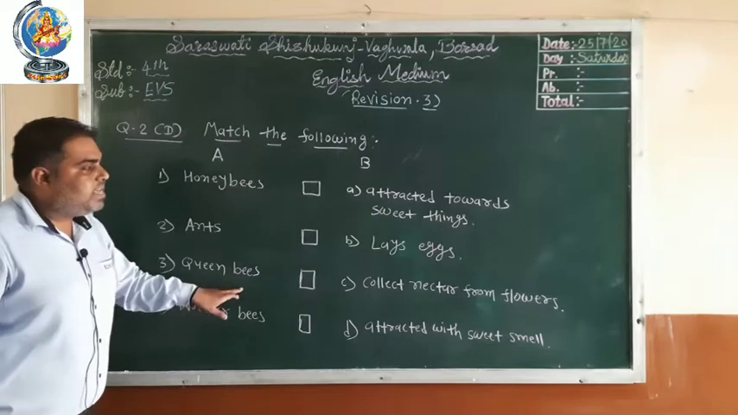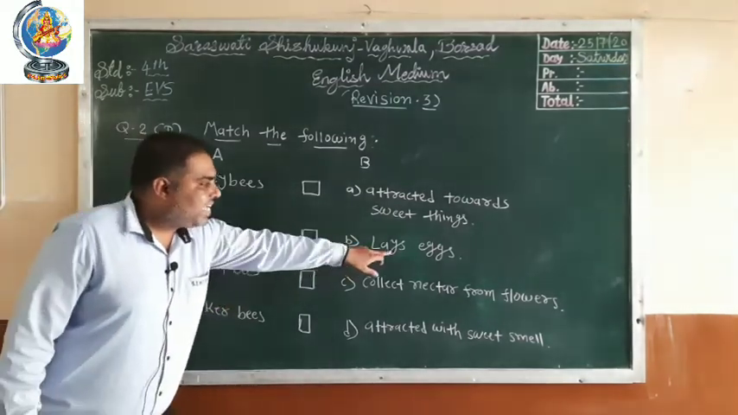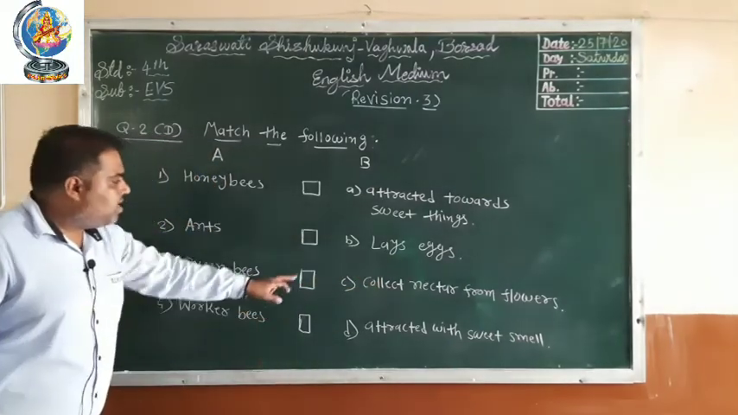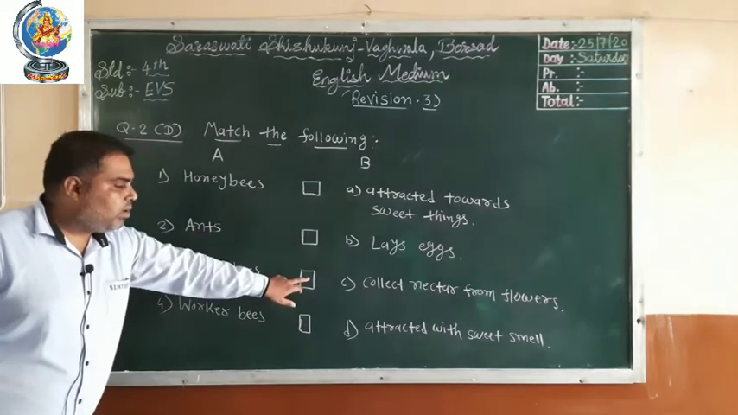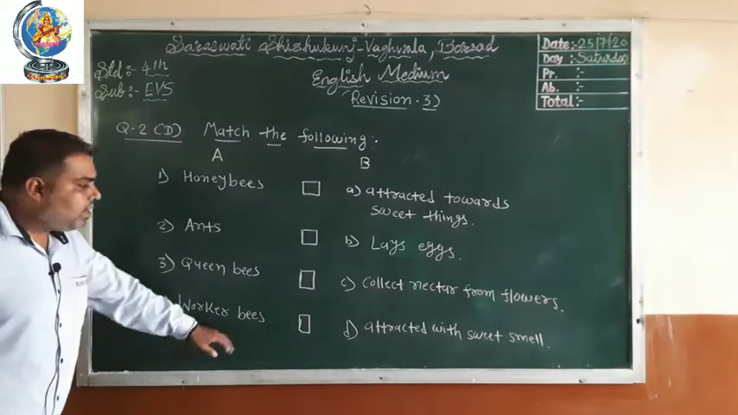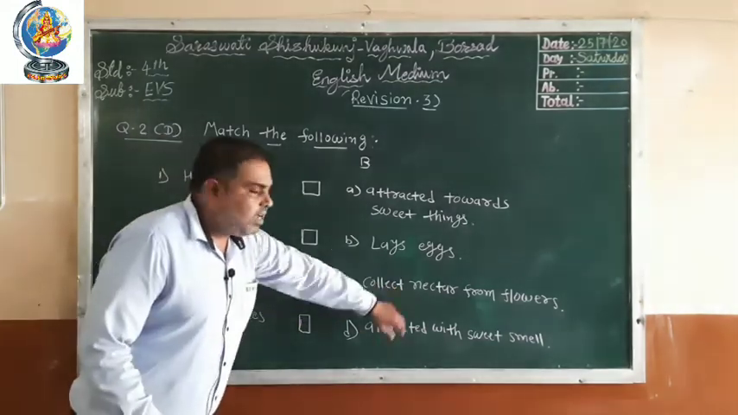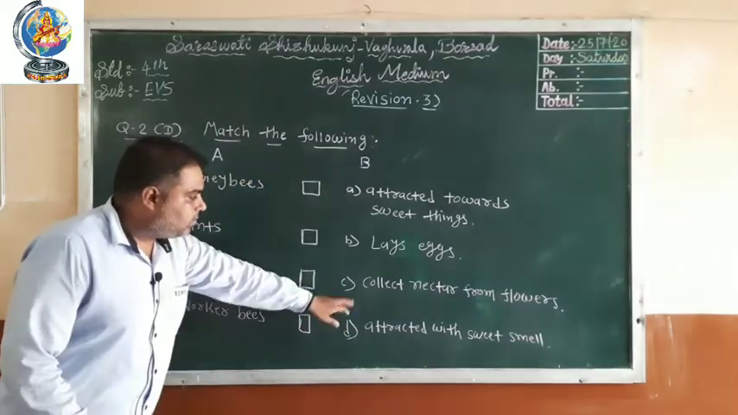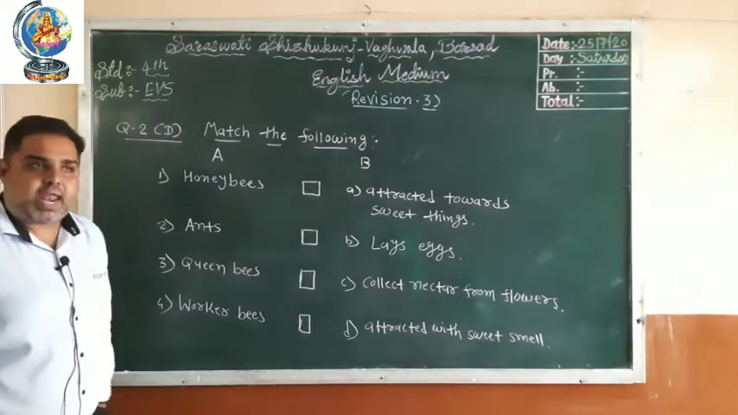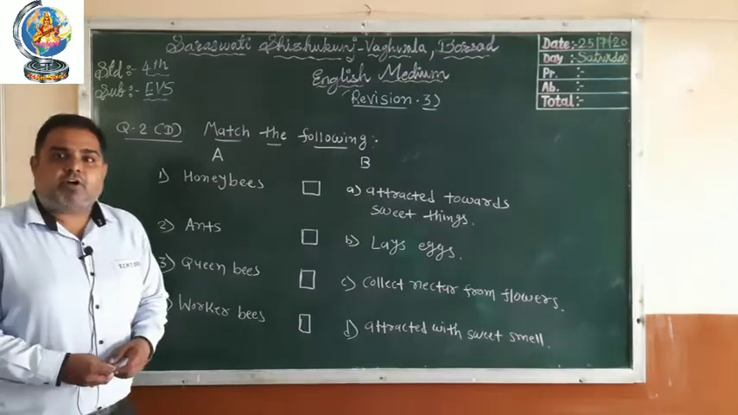Third number is queen bees. Where will you match queen bees? So queen bees lay eggs. What do the queen bees do? They lay eggs. So here B option is correct. So you will write B option in the box provided. Fourth number, worker bees. What is the main work of worker bees? They collect nectar from flowers. So C option is correct. So you will write C option in the box provided. So these are the answers of the first match the following.